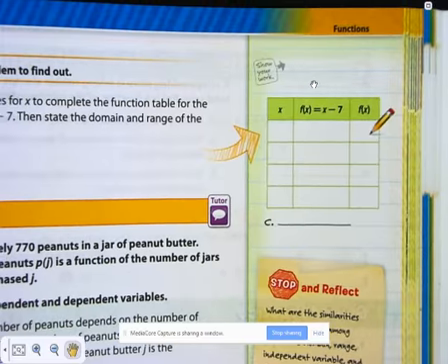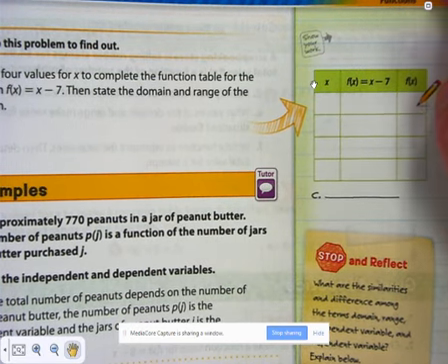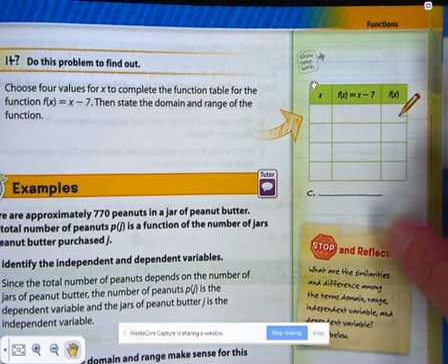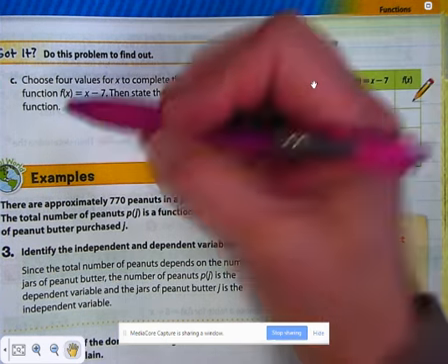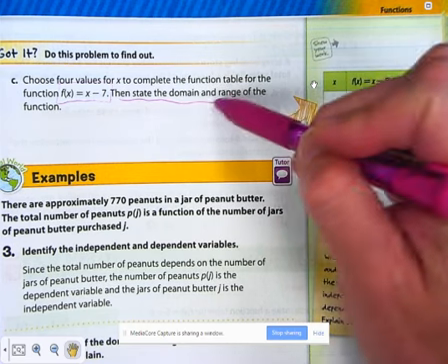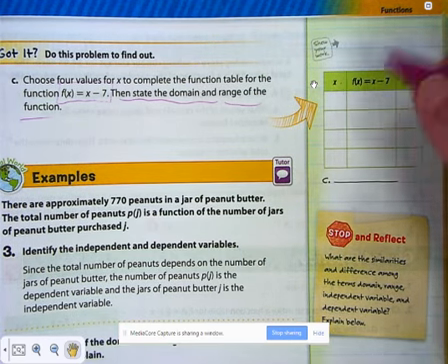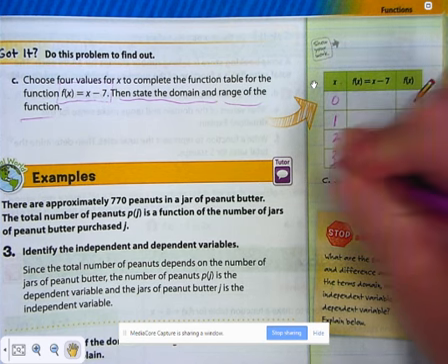Okay, let's try one more. So we're at the very top of page 289. You're going to do this rule with me. It says choose 4 values for x to complete the function table for the function f of x equals x minus 7. Then we're going to state the domain and the range. So we're going to choose 4 values for x. I'm going to choose 0, 1, 2, and 3.